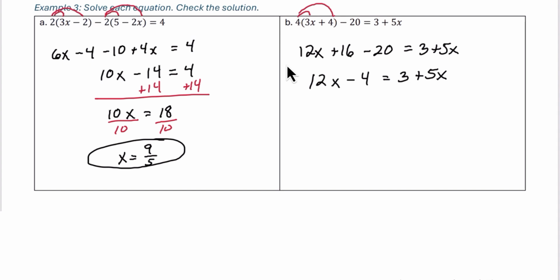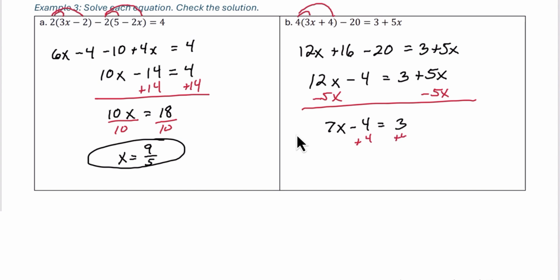Now that we've simplified on both sides, we need to move all variables to one side. Again, x can be on the left side or the right side. It doesn't really matter. I like x on the left, so let's subtract 5x. We get 7x minus 4 equals 3. Since our variables are on the left, we need to move the constants to the right side. Let's add 4. 7x equals 7. Finally, we will divide by 7 on both sides, and we get x equals 1.